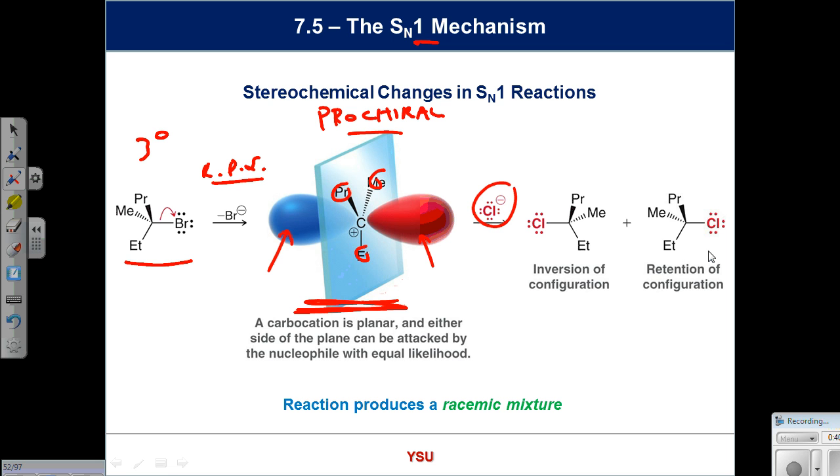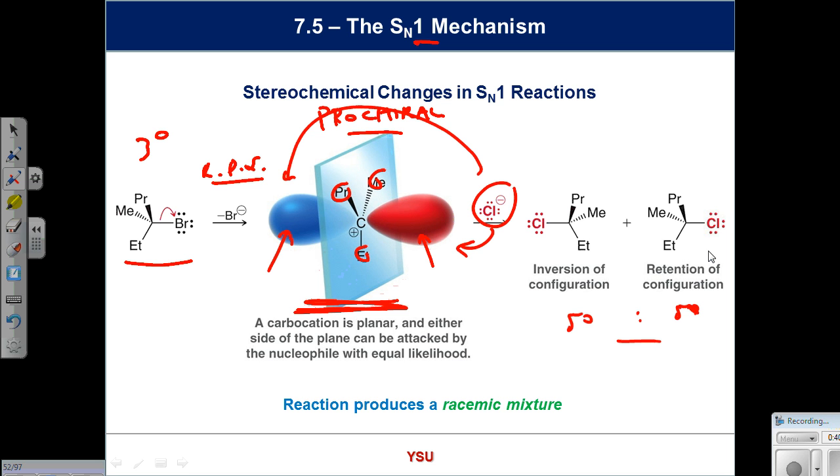In the second step of the SN1, this has to come in now and attach to this molecule. What are the chances of attack from there versus the chances of attack from there? The same. They are the same, because both those sides of the molecules are the same. So how much of these products should I get, theoretically? 50-50. I should be getting 50% of this and 50% of this, if this is true.